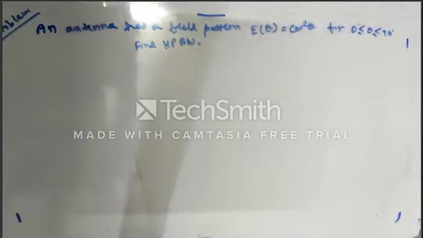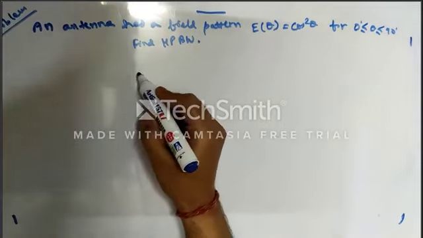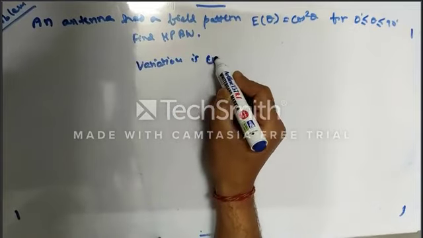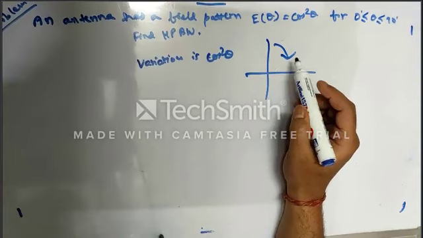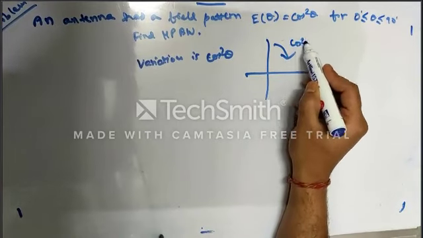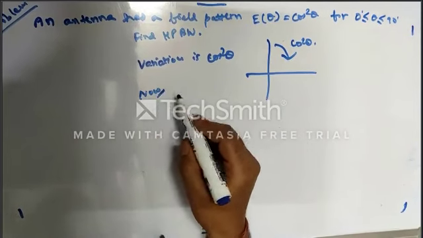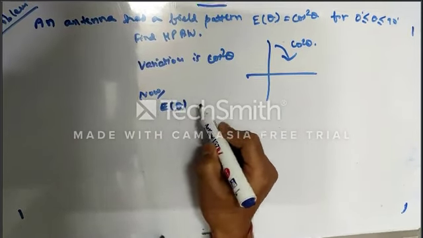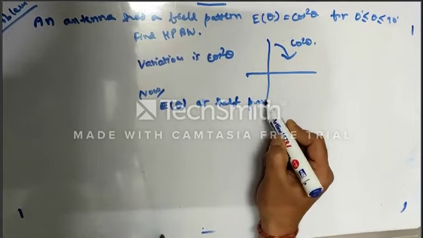Let us go for this problem. An antenna has a field pattern E theta equal to cos square theta, for theta between 0 and 90 degrees. Find the beamwidth. So it's a cos square variation. The field is following the cos square property. Now, we know that at the half power point, the field is 0.707.